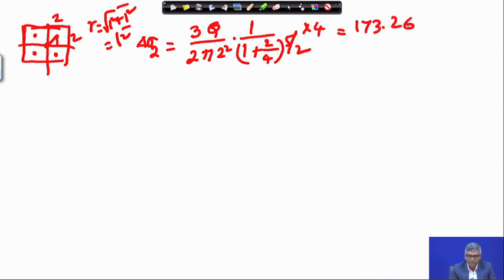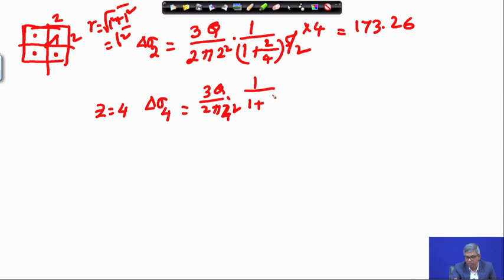173.26. Similarly, if I take z equal to 4 meter, delta sigma with the same formula is 3q by 2 pi z squared, and z squared is 4 squared, and 1 by 1 plus the radius, which is the same, 2 divided by 16, to the power 5 by 2, and that multiplied by 4 gives you 88.92.